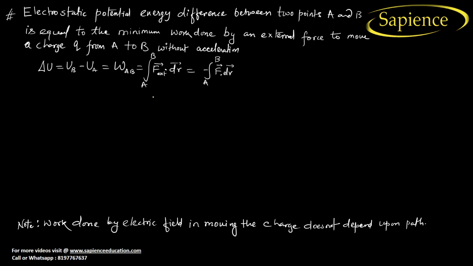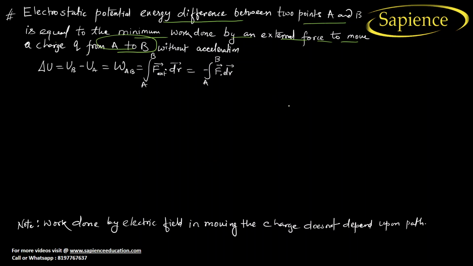Now let us go for electrostatic potential energy. The energy difference between 2 points A and B is equal to the minimum work done by an external force to move a charge Q from A to B. See here, the same thing happens.